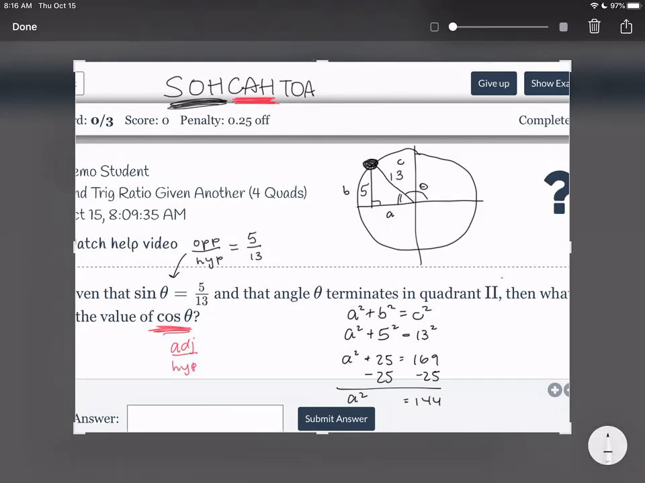Then to get a by itself, we're going to take the square root. We get a is equal to 12. Any questions on this part? All right, I'm labeling it 12 on our little triangle within our unit circle. It's not a unit circle. Within our circle, I'm labeling this 12.